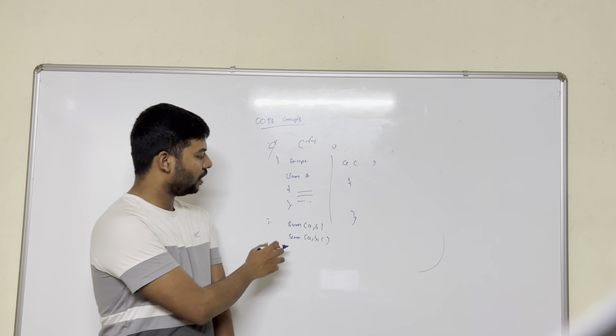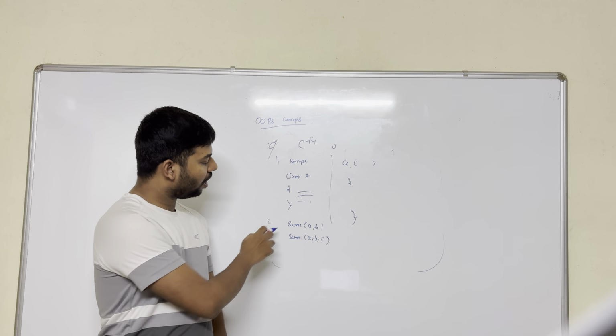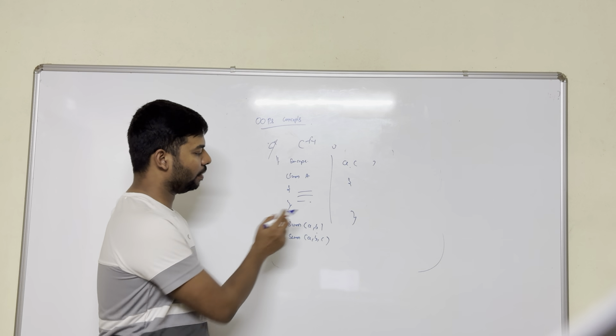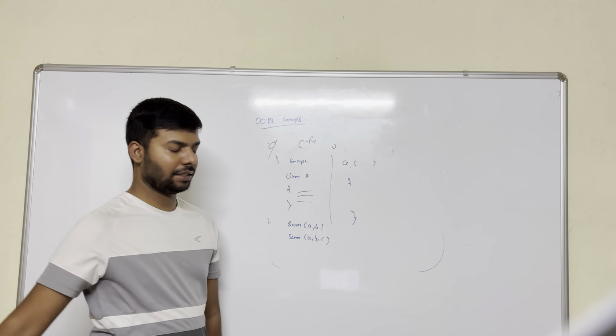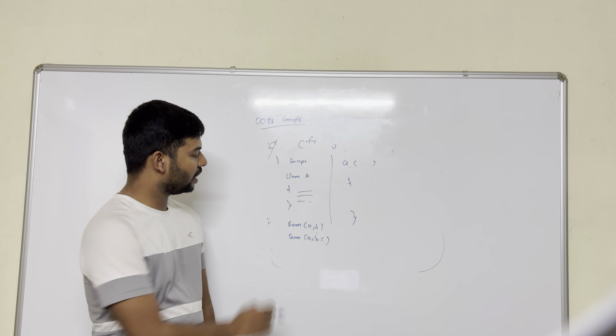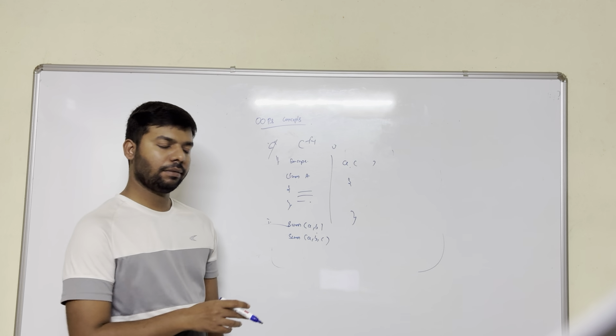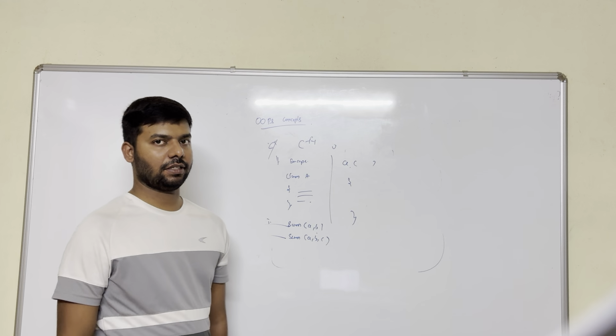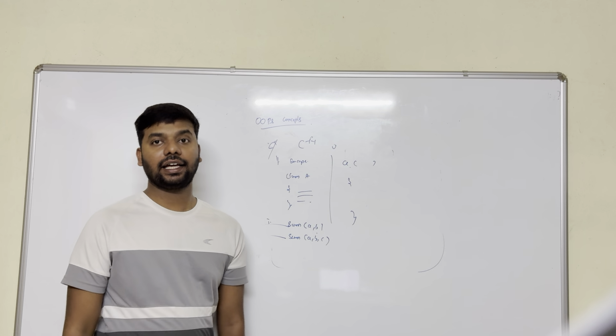If I call sum and pass two numbers, a comma b, inside the method sum, then the first method will be called. If I pass three numbers, then the second method will be called. That we call polymorphism. And the fourth thing is inheritance.